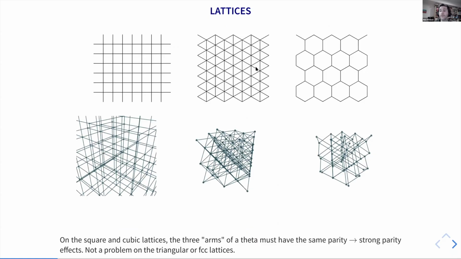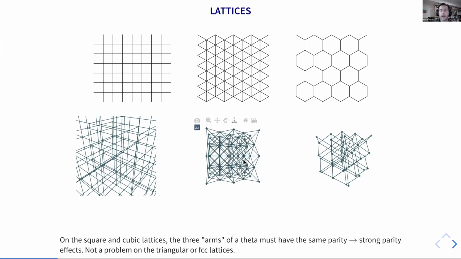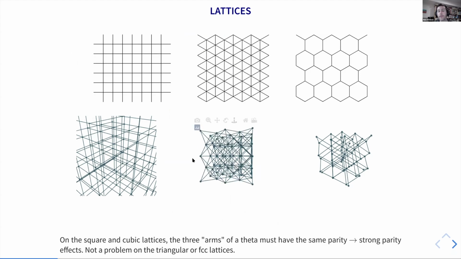You can have arms of different parities. And so again, that reduces some fluctuations in the numbers, and so sometimes it makes these things simpler to study than these things. Even though this is a more complicated looking lattice, the fact that it's not bipartite sometimes makes things simpler.